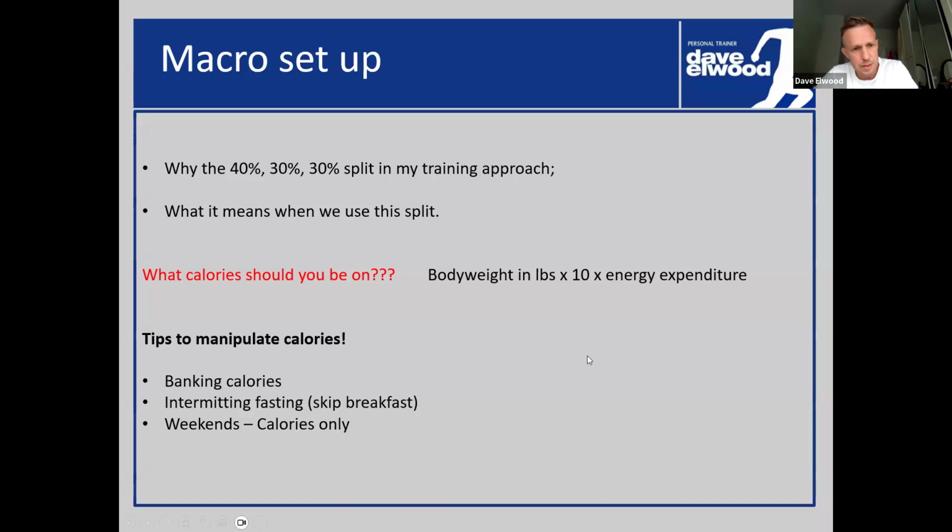So tips to manipulate calories is banking calories, which we just talked about. Intermittent fasting is basically skipping breakfast, which means you've got a shorter window to consume your food, which means then you can have bigger meals. And that's the way I do it. I do intermittent fasting most days. Some mornings I'm feeling a wee bit hungry, or I'm a bit fatigued or whatever, and I'll eat something. So I don't intermittent fast religiously every day, but most days I do.